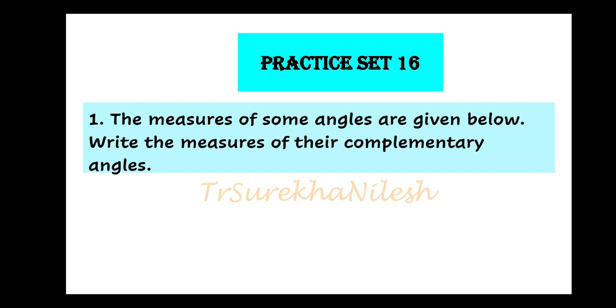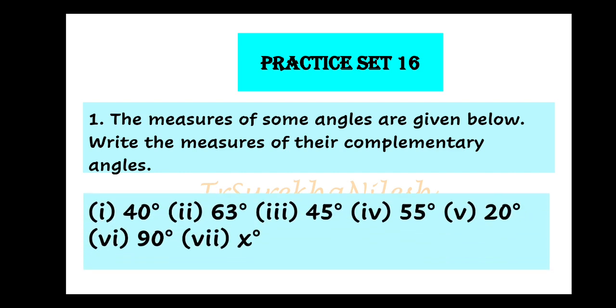Question number 1. Measures of some angles are given below. Write the measure of their complementary angles. First one 40 degree, second one 63 degree, third one 45 degree, fourth one 55 degree, fifth one 20 degree, sixth one 90 degree, seventh one x degree. Let's see the solution.